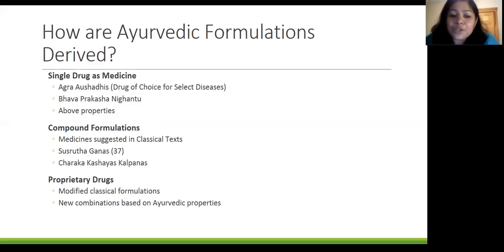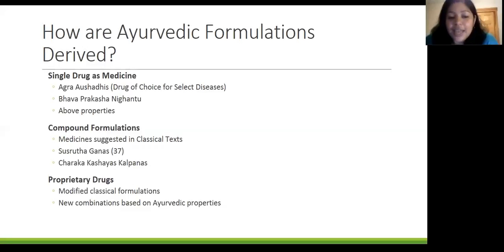And we also have in Charaka Samhita, he has given in Sutrasthana these different Kashaya Kalpanas. I believe it's in the 2nd chapter of Sutrasthana, where he's talked about, again, different groups of drugs that we can make into different Kashayas. And he's also given you which indications or which diseases this formula can be used for.